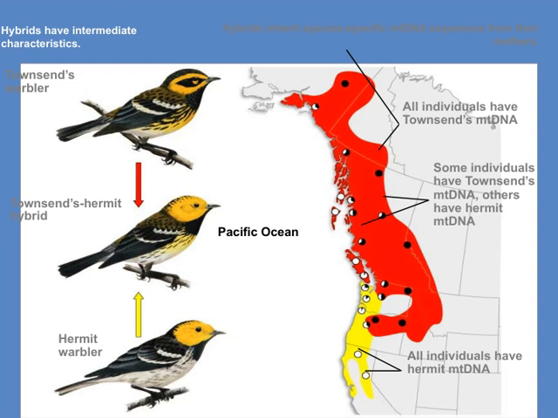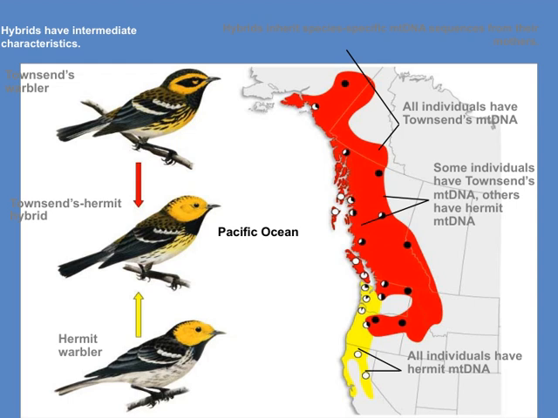We also see different types of warblers: the hermit warbler, Townsend's warbler, and hybrids that are a mix of both species. These hybrids tend to show intermediate characteristics, meaning they look and behave somewhere in between the two parent species. A crucial point is that hybrids inherit their mtDNA from their mothers, which means the mitochondrial DNA sequence is species-specific and passed down maternally.